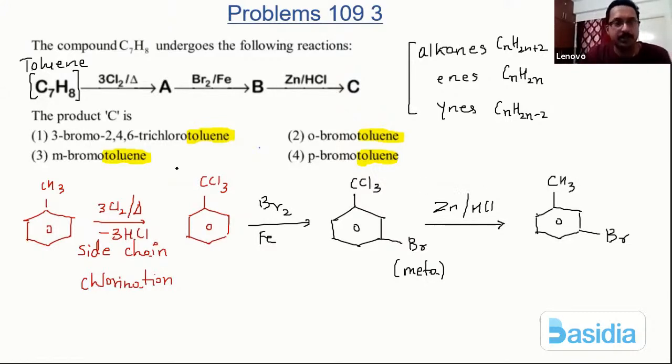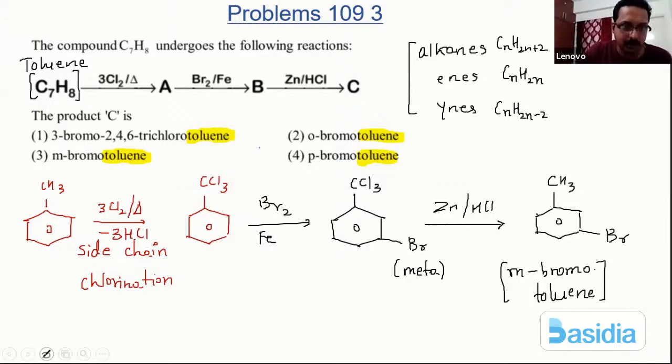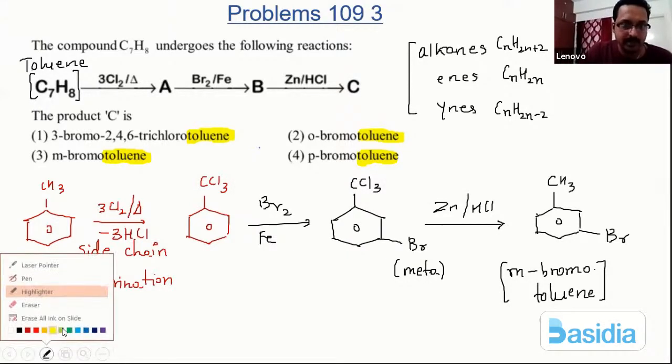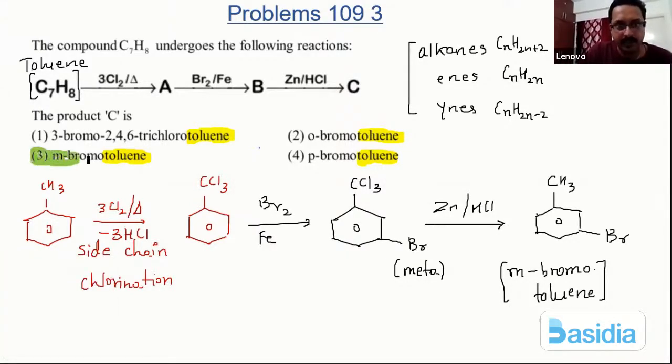Very good. Shobit has given the third option. So what is the name of this? This is metabromotoluene. So you will end up getting the answer as the third option. Super. Please write down the reaction. I'm going to give you 10-20 seconds. Yes, Manoj. So many of them are giving right answers. Thank you so much for giving the right answers.